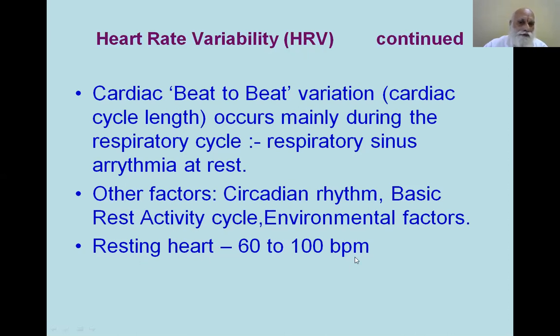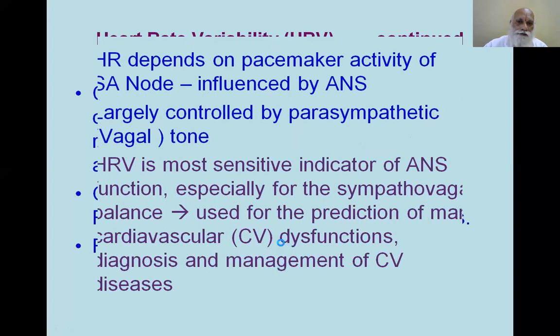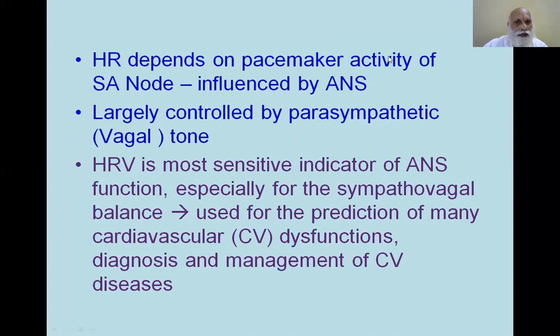Resting heart rate varies from 60 to 100 beats per minute. This figure need not be the same for every individual. Within this range, the variations will occur normally in an individual. Heart rate depends upon the pacemaker activity of the SA node, as you know. We have shown which is the pacemaker of the heart, and how the cardiac impulse travels from the SA node to the rest of the tissues, etc.